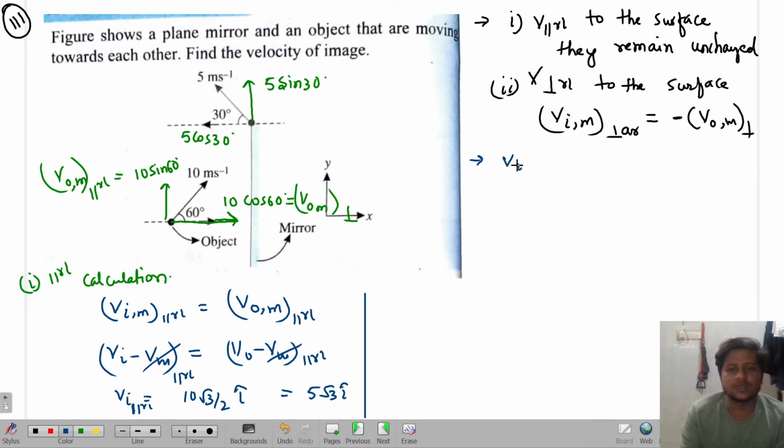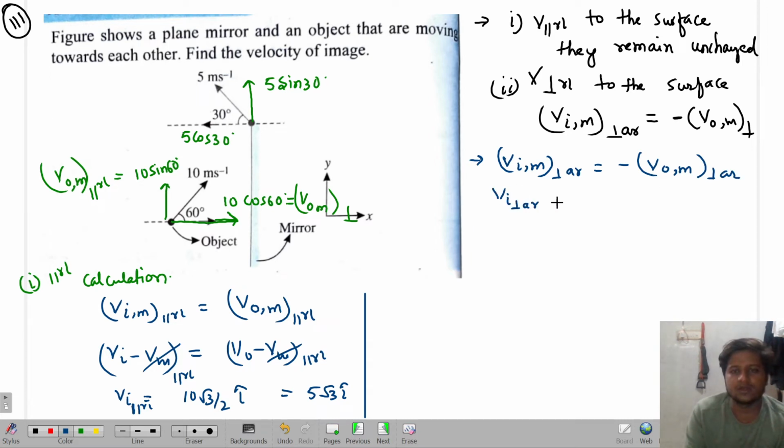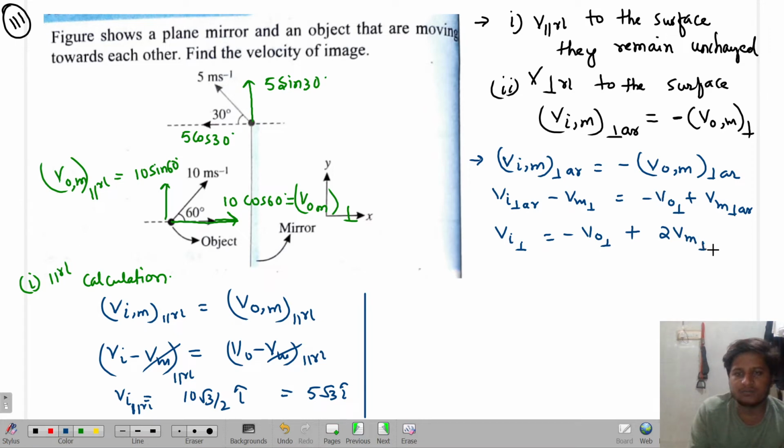Next thing. Now I need to calculate the velocity of the image with respect to the mirror, perpendicular, which is equal to the negative of the velocity of the object with respect to the mirror, perpendicular. This is nothing but velocity of image perpendicular minus velocity of mirror perpendicular, equal to minus of velocity of object perpendicular minus velocity of mirror perpendicular. So the velocity of image perpendicular is minus of velocity of object perpendicular plus twice the velocity of mirror perpendicular. Got it or not? The velocity of the object perpendicular is 10 cos 60, but it is along the i cap direction, correct? So minus of 10 cos 60 i cap plus of 2.